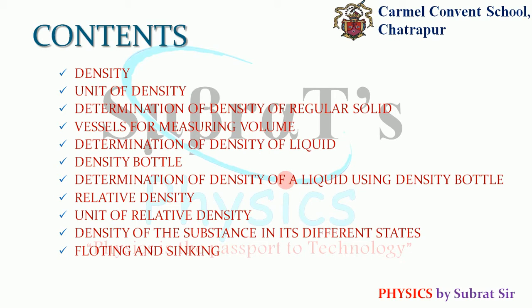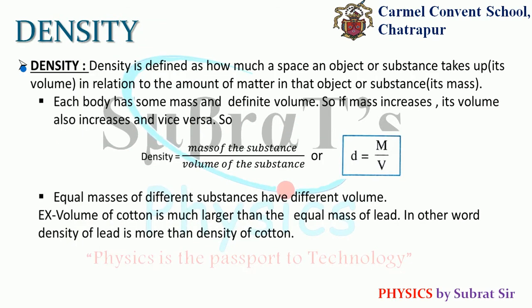Okay, let us begin with the first one, which is density. So density is what? It can be defined as how much space an object or substance takes up, or you can say its volume in relation to the amount of matter in the object or substance. In the previous video also we have discussed this density in the class 7th video. I hope you all have understood what is density and what is the formula for that.